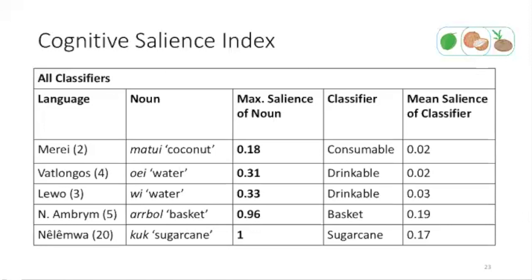And what we can see here is that languages with larger inventories, such as Nêlêmwa and Ambrym, which are in the bottom two rows, have greater maximum salience scores, quite high here with 1 and 0.96 respectively, whereas languages with smaller inventory sizes of classifiers have smaller maximum salience scores. We can also compare the mean salience of all the nouns that occur in the classifier category that has the greatest maximum salience in that language.